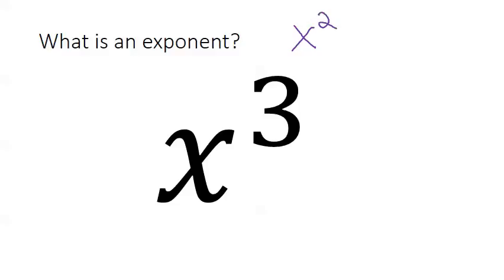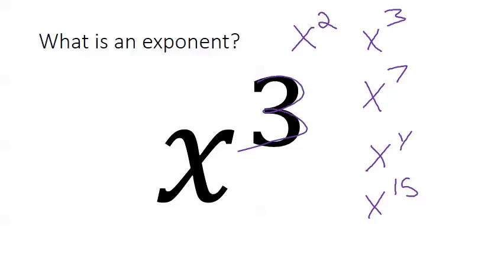squared. We know that one. If it's got a 2, that's squared. If it's got a 3, you can say x to the power of 3 or x cubed. Anything else is going to be x to the power of whatever. X to the power of 7, x to the power of y. It could be x to the power of 15. Anything, but you're going to say x to the power of blank, whatever this number is.